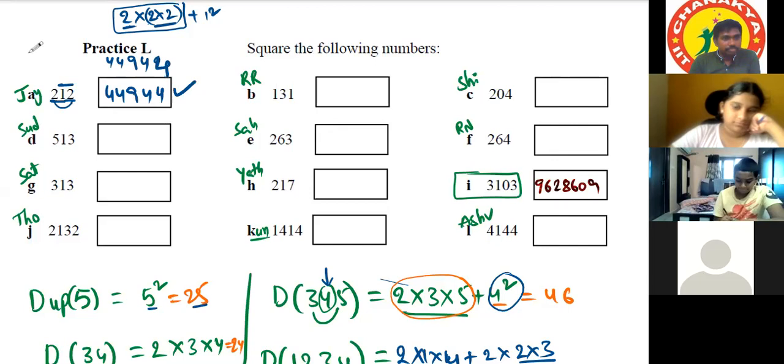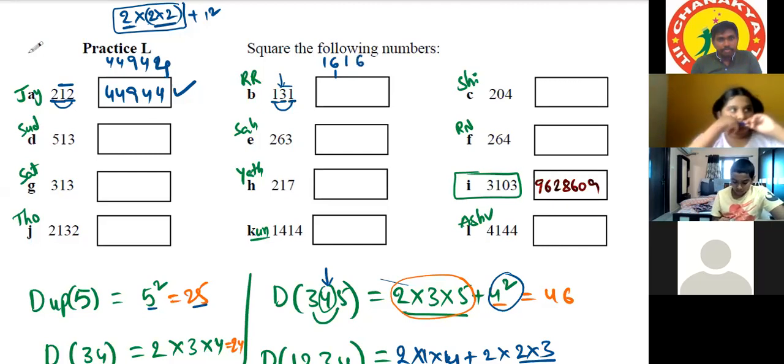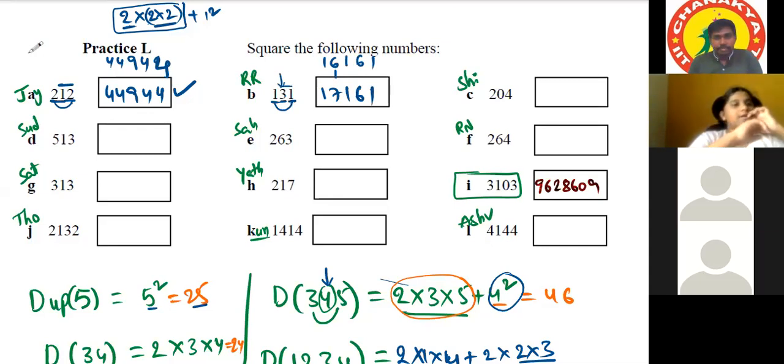Okay, so the question is 131. First, duplex of 1 is 1, and duplex of 13 is 2 into 1 into 3, which is 6. And duplex of 131 is 2 into 1 into 1 plus 3 square, which is 2 plus 9, equals 11. We should carry out for that. And 31: 2 into 3 into 1 is 6. And 1 is 1. And the last one is 1. So the answer will be 17161. Very good.